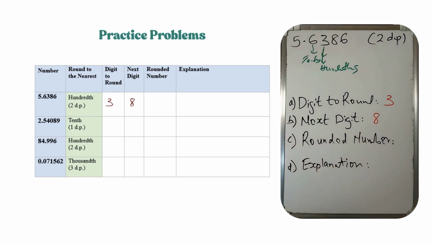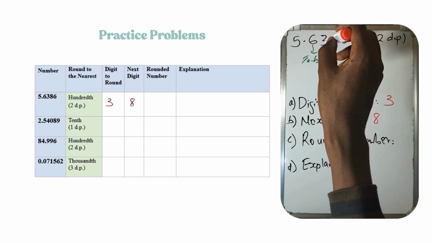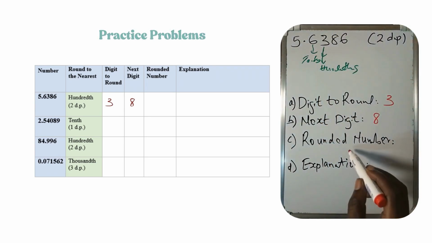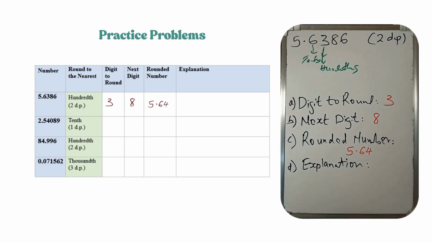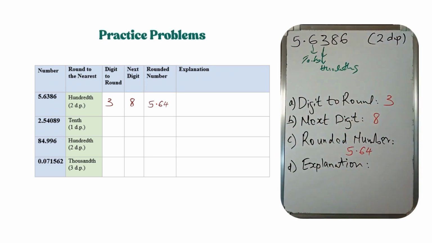And then the rounded number. What are the rules? You consider this 8. If this 8 is 5 or more, you will add 1 to 3. So the rounded number will be 5.64. And this will not be done with these other digits because it's beyond the decimal place we are rounding to.